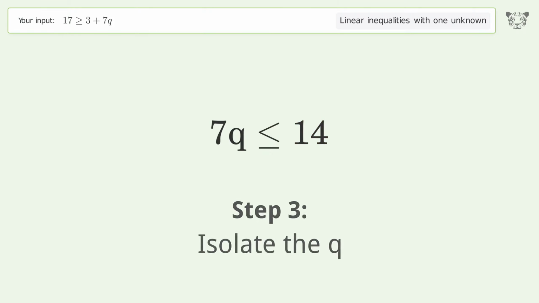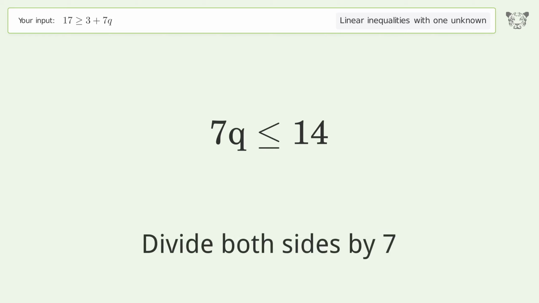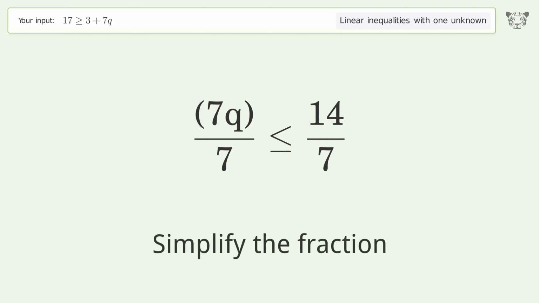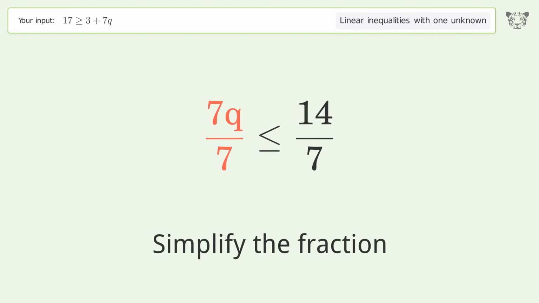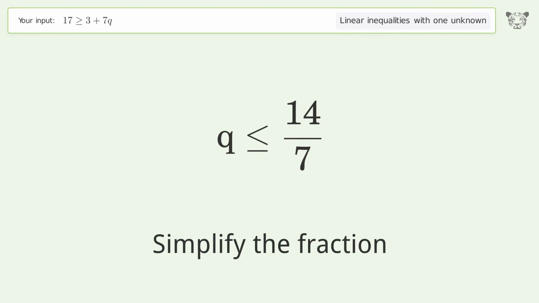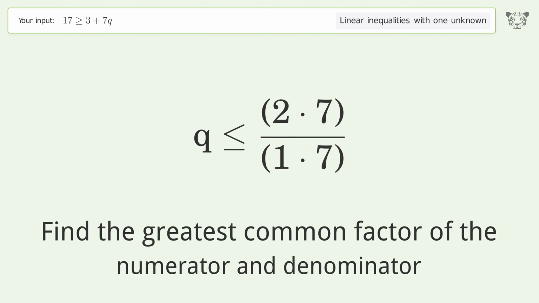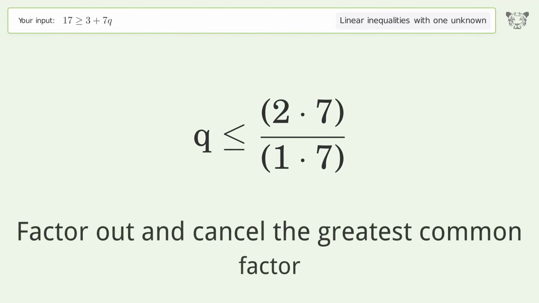Isolate the q. Divide both sides by 7. Simplify the fraction. Find the greatest common factor of the numerator and denominator. Factor out and cancel the greatest common factor.